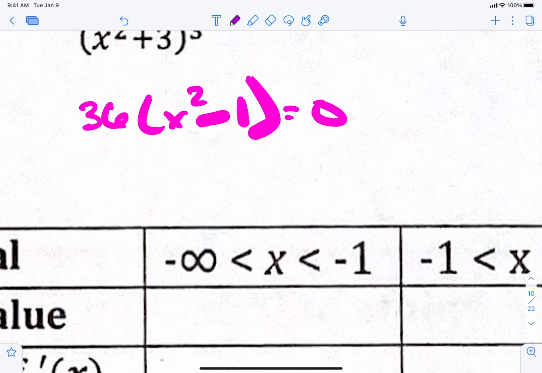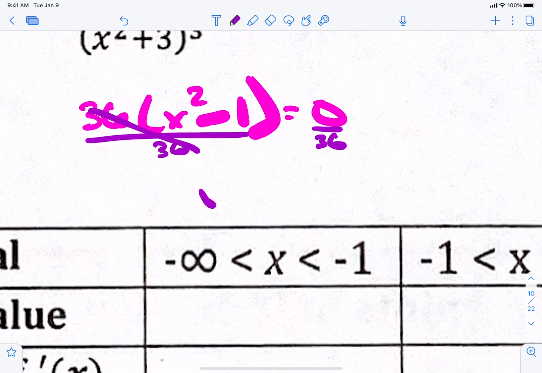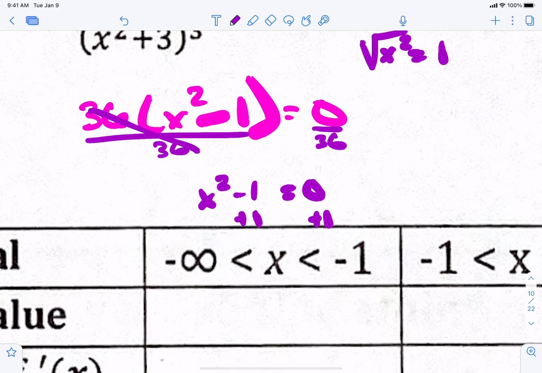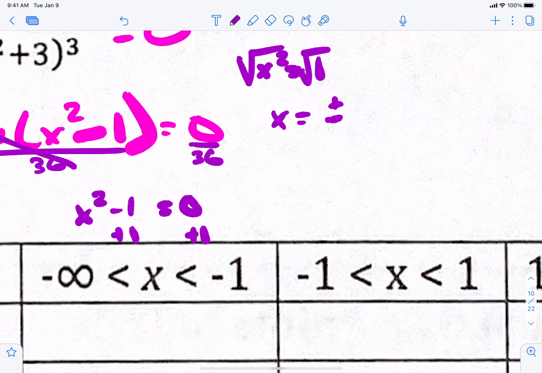Okay. Now what do we do to solve for x? Just get rid of 36. Divide by 36, which makes it go away, right? You could just cross it off. X squared minus 1 equals 0. Add the 1, plus 1 plus 1. X squared equals 1. Square root. The square root of 1 is what? Plus or minus 1. Okay, so we technically have two critical numbers, right?